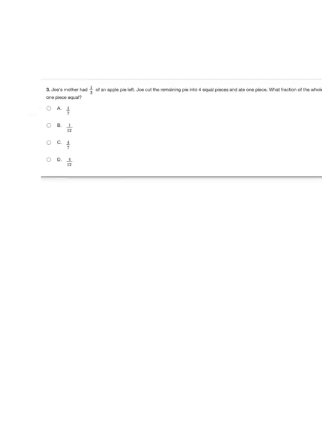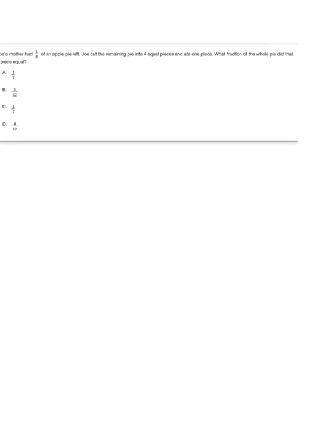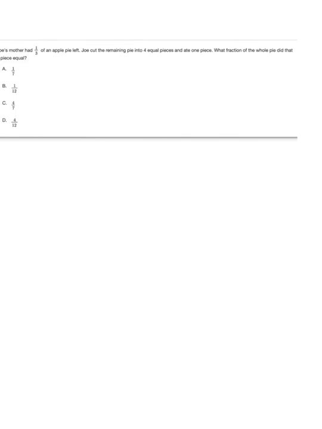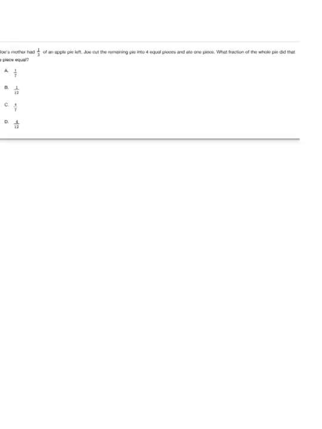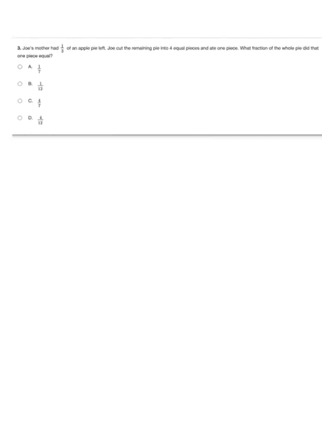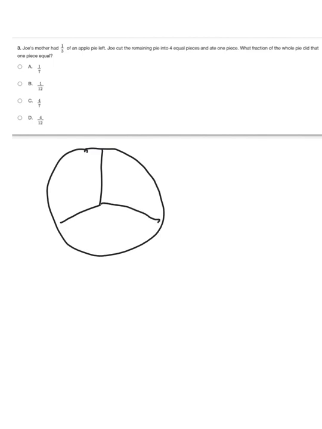Joe's mother had 1/3 of an apple pie left. Joe cut the remaining pie into 4 equal pieces and ate 1 piece. What fraction of the whole pie did that 1 piece equal? Okay, so let's draw a pie. Oh my gosh. Well, that's a pie. It looks like a pie. It's not the most beautiful thing I've ever seen, but there it is.